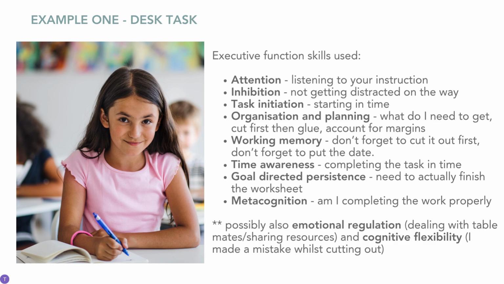So there are lots of different things, and depending on the situation that you put this child in, possibly also emotional regulation, so dealing with your table mates, sharing resources. It's also cognitive flexibility. Oh, I made a mistake while I was cutting out. What am I going to do now? I made a mistake on my worksheet. Do I erase it? Am I going to get really upset about the fact that now I've made this mistake and I have to cross it out and want a whole new worksheet? So in even the most simple tasks, there are so many of these different executive function skills, and they all interplay with each other to really affect the way that a child is able to engage with the task.